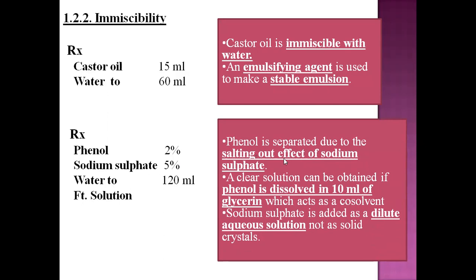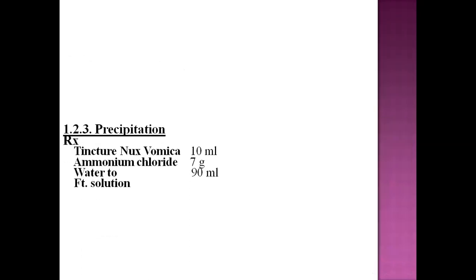You have studied salting out in physical pharmacy last year. Okay, so this means that phenol is going to separate as a separate phase and it will become immiscible with water. To overcome this problem, you have to add 10 milliliters of glycerin as a co-solvent. So you solubilize or mix phenol with 10 milliliters of glycerin. The sodium sulfate is added as a diluted aqueous solution, not as solid crystals. So you will add sodium sulfate to water, and then add the sodium sulfate solution to the phenol glycerin mixture. The most important thing you have to know is this prescription needs 10 milliliters of glycerin. Okay. This is the immiscibility.